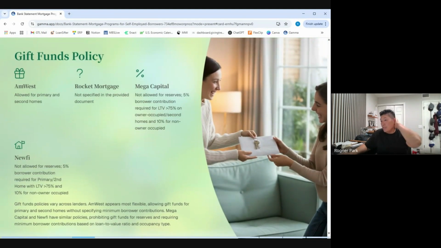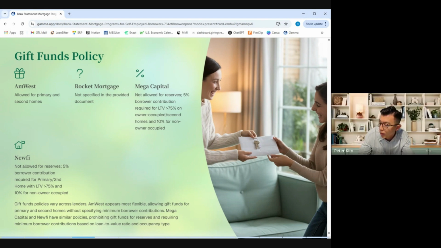This slide is kind of horrible, but gift funds. Not all lenders allow gift funds, and if they do, there is a minimum contribution. For AmWest, gift funds are allowed on primary and second homes, but gift funds are not allowed on investment properties. And I do apologize, let me back up and say, just for this presentation, we are going to be looking at 4 different lenders: AmWest, Rocket, Mega, and NewFi. Okay. Sorry, I don't know why Rocket came up like that, but Rocket does not allow gift funds. Okay. Rocket does not allow gift funds.